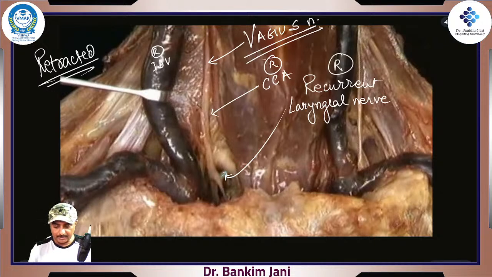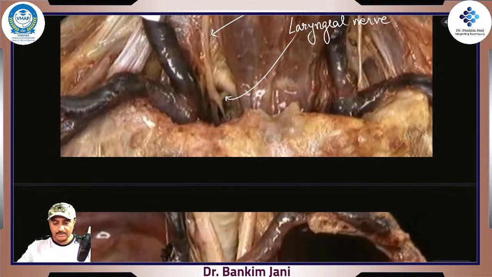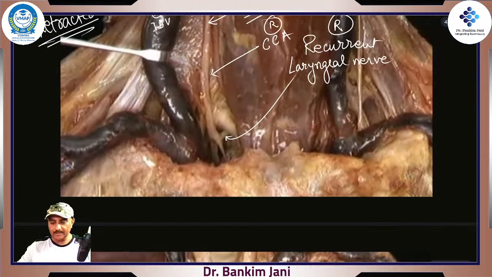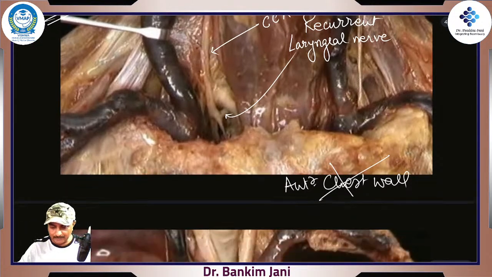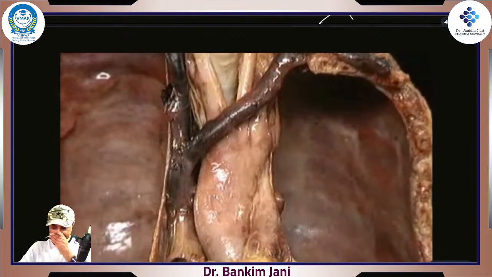Just keep in mind that this is the point from where it is emerging. This is the recurrent laryngeal nerve, okay? This is only for the right side. For the left, it is slightly different, so we'll talk about it. To see it with still better clarity, we remove the anterior chest wall again, the full wall. And when we remove it, this is what we see.